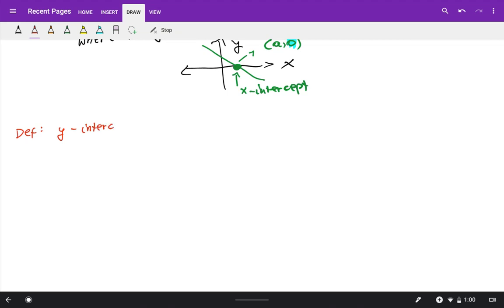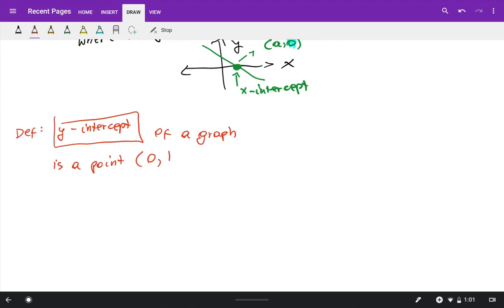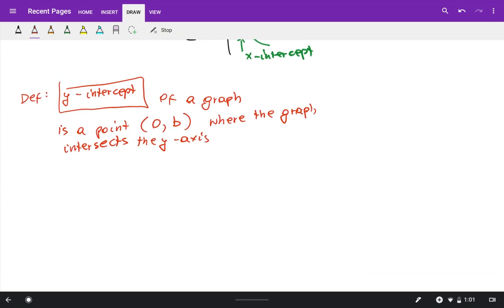Now let me give you the definition of y-intercept. Y-intercept of a graph is a point 0, comma b where the graph intersects the y-axis. So it must be on the y-axis.